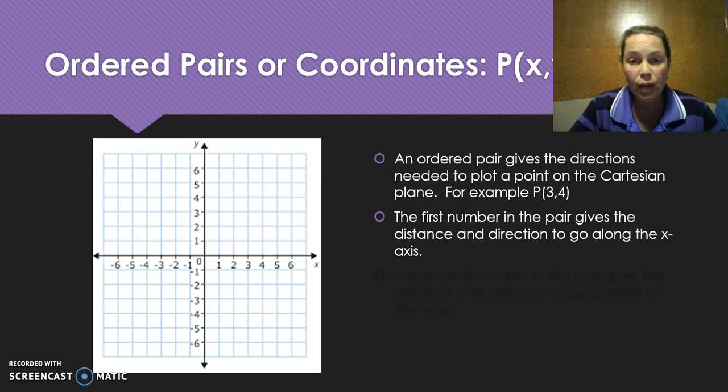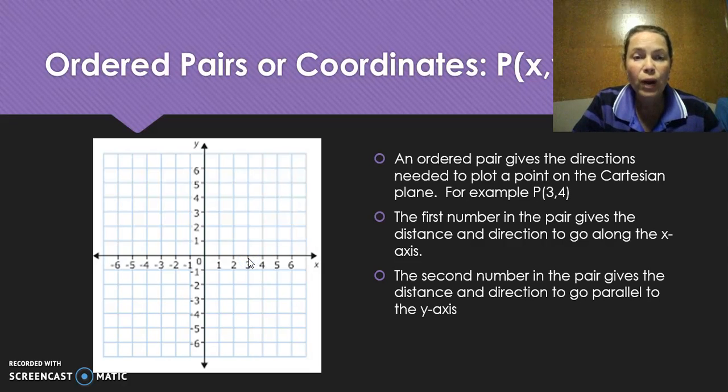So think about the alphabet. X comes before Y in the alphabet. Therefore, we plot the x-axis before we plot the y-axis. So let me find my mouse here. So we start at 0 and we follow along the x-axis until we get to the value of our x-coordinate, which in this case is 3.